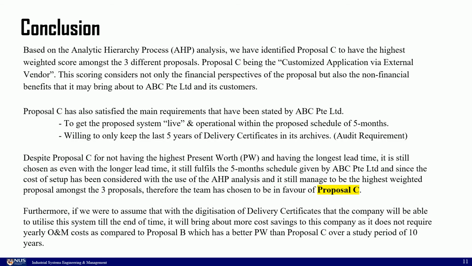And since the cost of setup has been considered with the use of the AHP analysis, and it has still managed to be the highest weighted proposal among the three proposals, therefore we have chosen to be in favor of Proposal C. Furthermore, if we were to assume that with the digitization of delivery certificates, the company will be able to utilize this system until the end of time, it will bring about more cost savings to this company, as it does not require yearly O&M costs as compared to Proposal B, which has a better PW than Proposal C over a study period of 10 years.